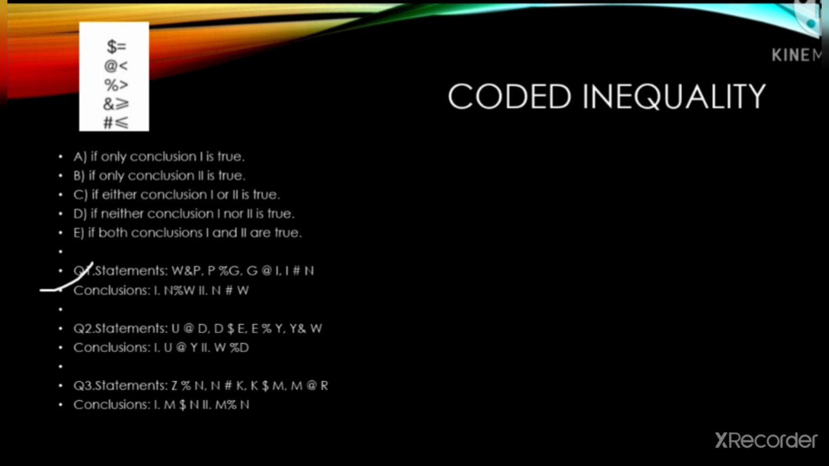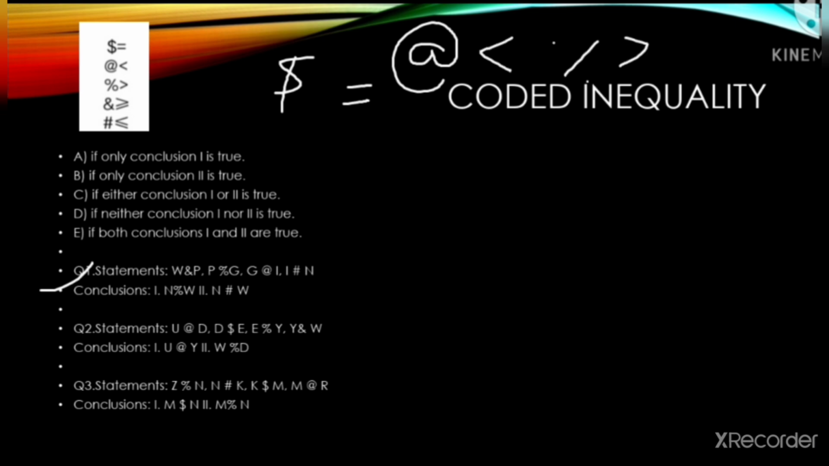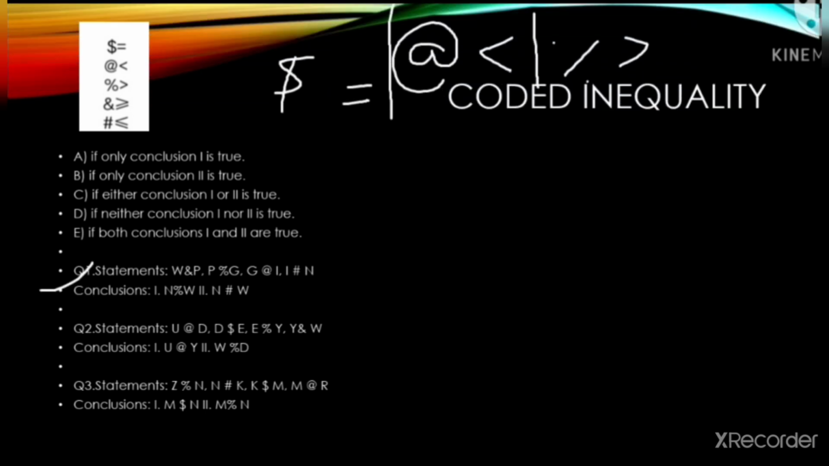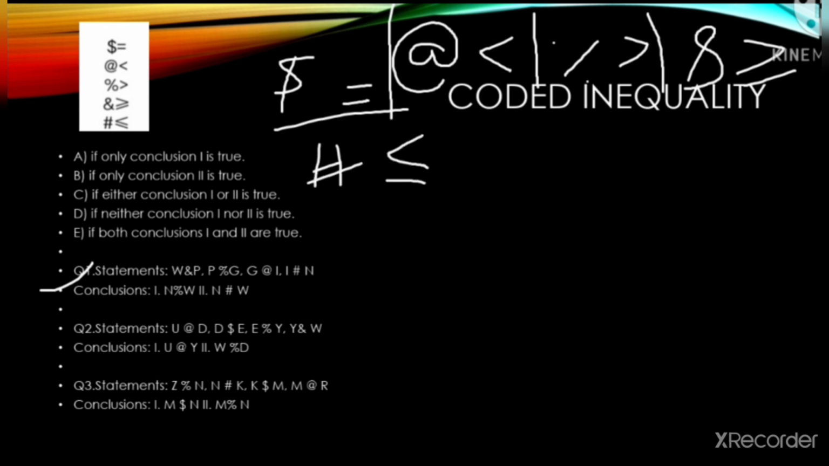First of all, we need to decode all the symbols here. Fine. We have already decoded them previously. Dollar means is equal to, at the rate means smaller than, percent means greater than, and next is and means greater than or equal to, and hashtag is smaller than or equal to. Fine. In this way we need to decode all the symbols.